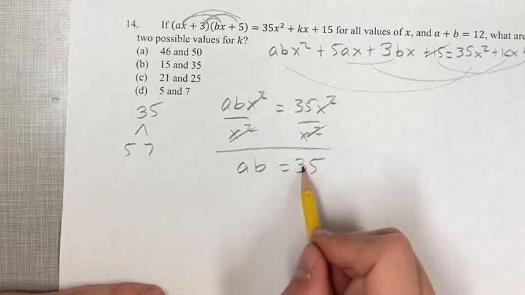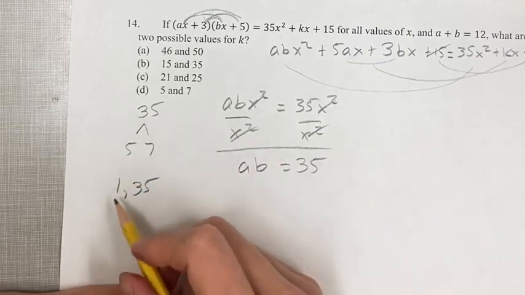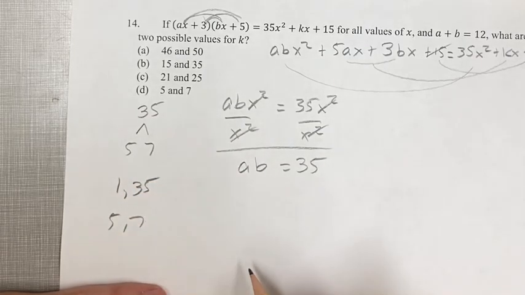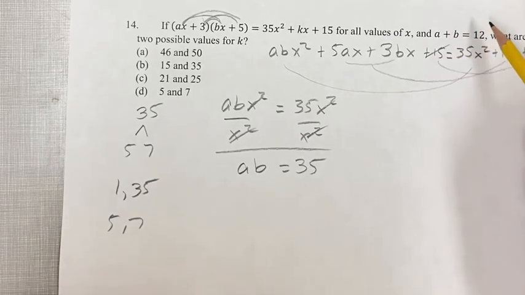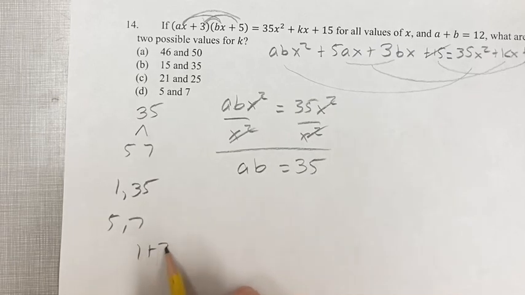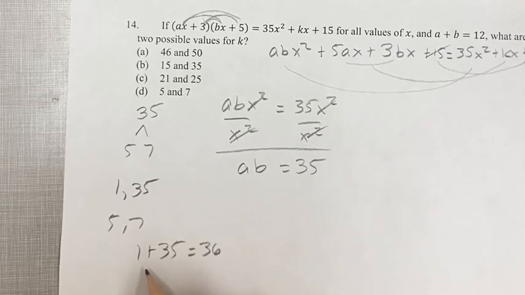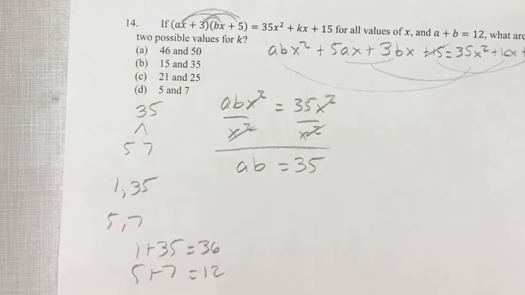So for a and b to multiply to 35, it can be 1 and 35, right? Any number can be 1 times itself, and then 5 and 7. And these would be our values of a and b. We're told that a + b is equal to 12, so 1 + 35 is equal to 36, so that doesn't work. But 5 + 7 is equal to 12, so we know a and b are 5 and 7.